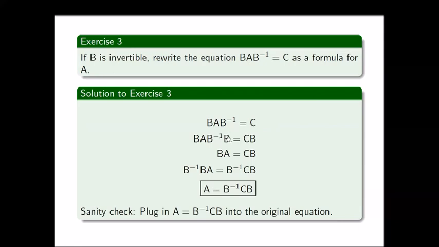So the first thing we're going to do is multiply both sides of the equation by B on the right. When we do that, this B inverse B becomes identity, and identity times BA is just BA. And then to remove this B from the left, we're going to multiply with B inverse on the left on both sides. And this B inverse B is now identity. So we end up getting A equal to B inverse CB.